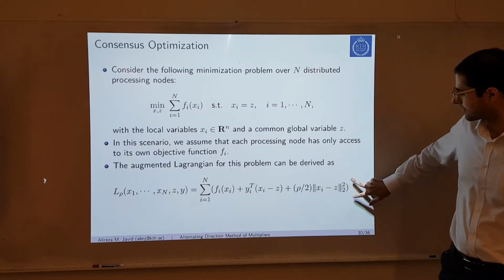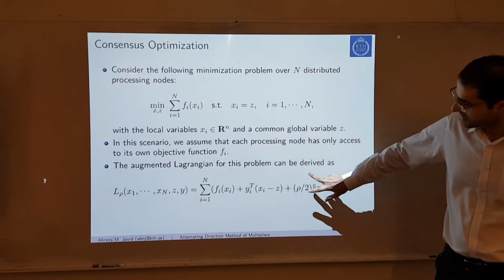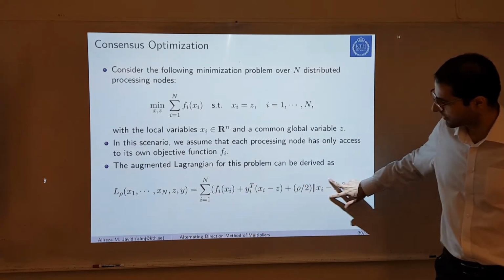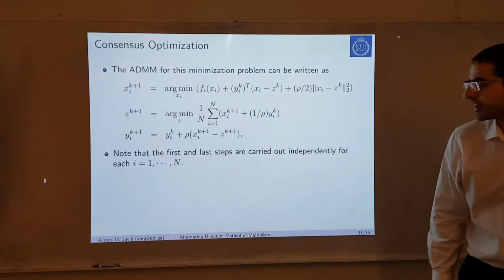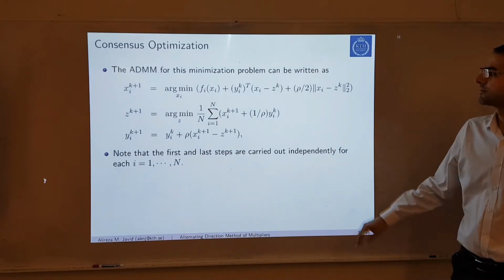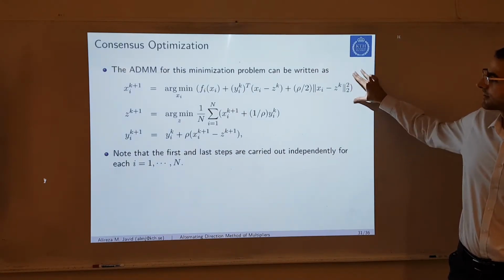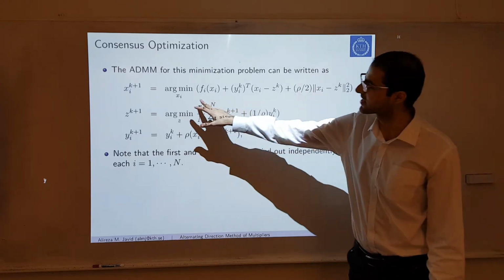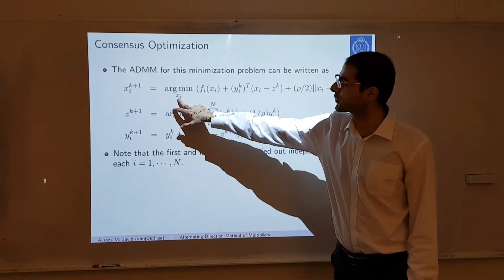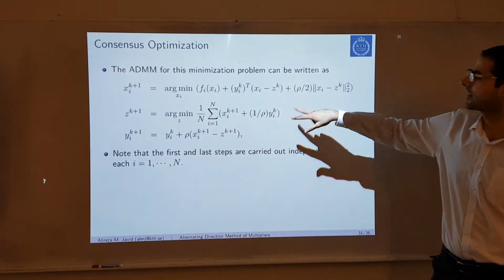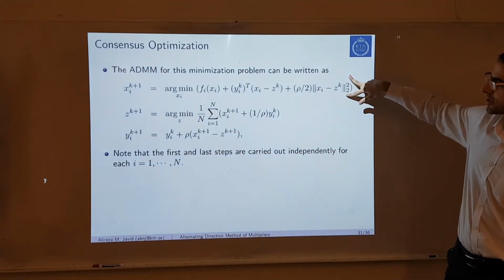And yeah, the Lagrangian is the sum of some separable terms in xi. Now, ADMM for this problem is similar to the dual ascent method. The first part of the ADMM is over only xi. It is optimized in every individual node from 1 to n, and this is only one of those terms in the summation.